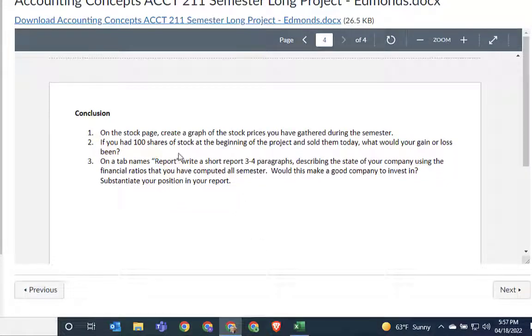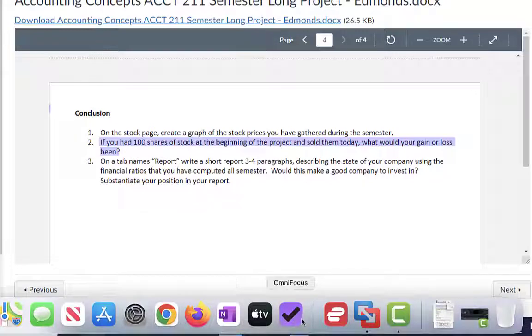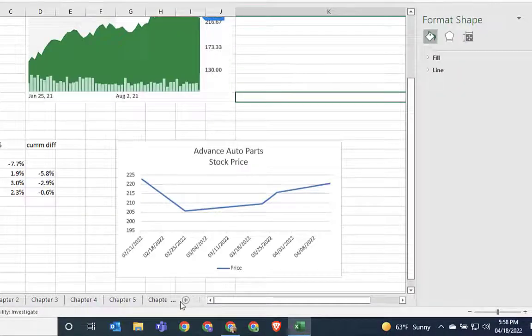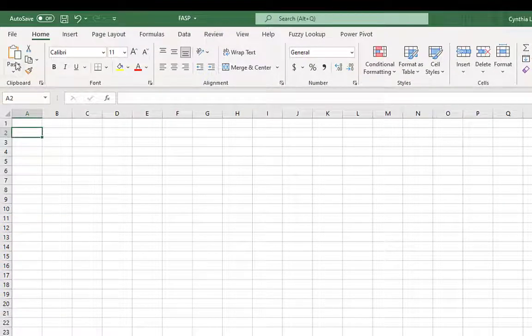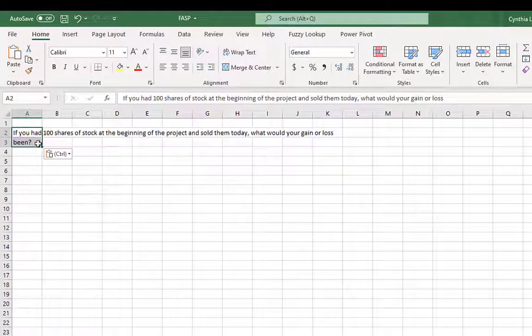If I had 100 shares at the beginning and sold them today, what would my gain or loss be? So I'm going to go ahead and copy this. Go back to my sheet. I'm going to create a new sheet. Move it to the end, and I'm going to call it Conclusion. Oops. Keep wanting to put a T in there. And I'm going to paste my question in there.